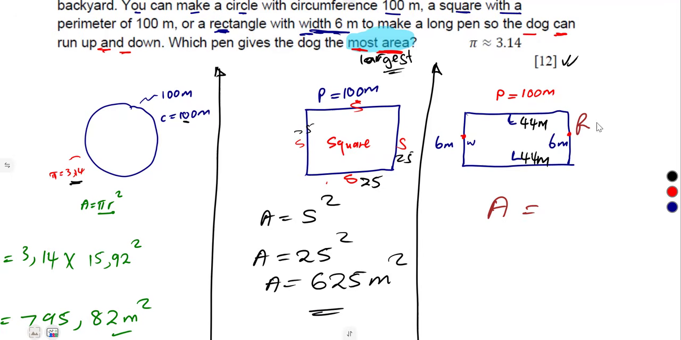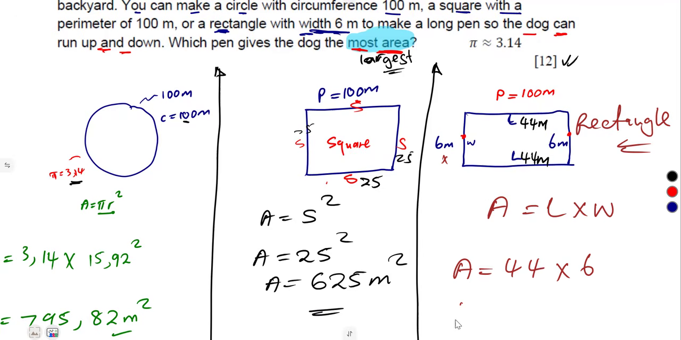Area of a rectangle. Remember, we're dealing with a rectangle here. That's length times width. Length times width, or length times breadth, depending on how you understand it. So that's our length, 44, the longest side, times the width, which is 6. So our area was going to give us 264 square meters at the end of the day. You were going to have 264 square meters.